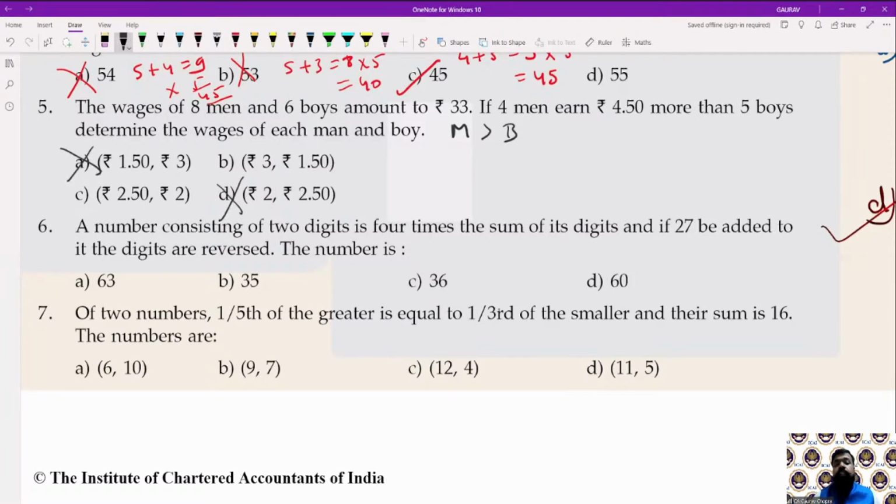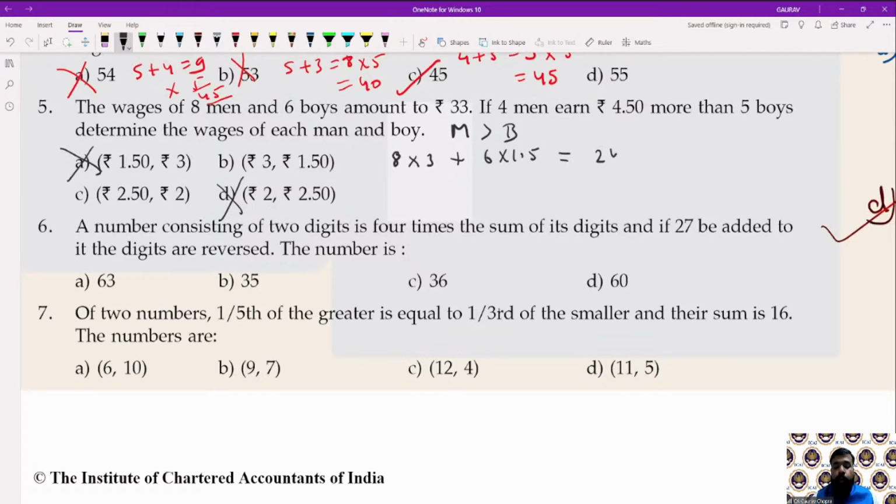Option D also, man is earning less than boys. So therefore A and D are rejected. Now check option number B and C. So option number B, we can check 8 men earning rupees 3 per person plus 6 boys earning rupees 1.5.